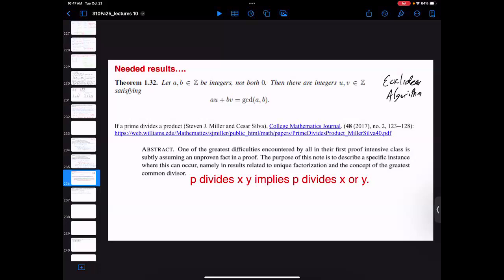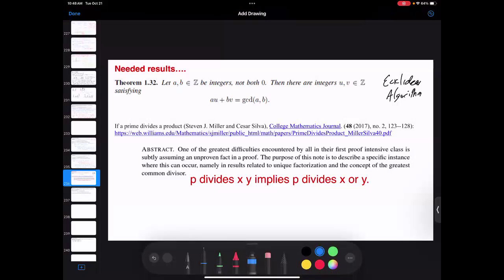Any thoughts about what we might want to use to prove that if a prime divides a product, then it divides at least one of them? So look at this slide and apply Chekhov's gun. Yeah, the Euclidean algorithm, which is at the very top of the slide. Maybe that's why that's there. So if we want to apply the Euclidean algorithm, we have to figure out how to use it. So, proof.